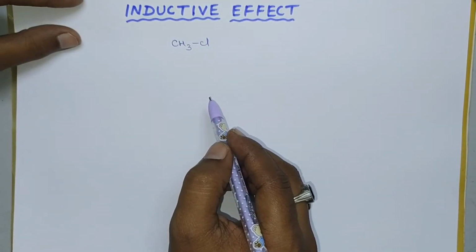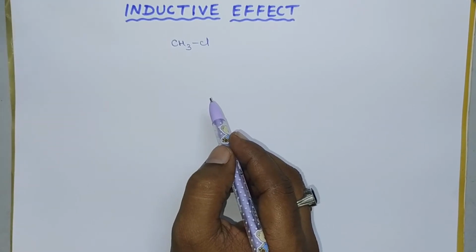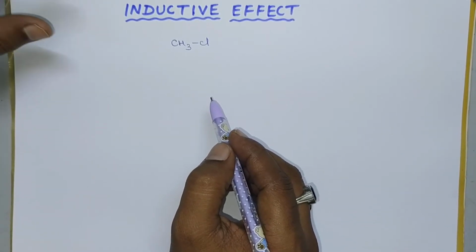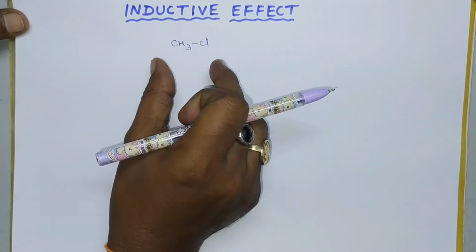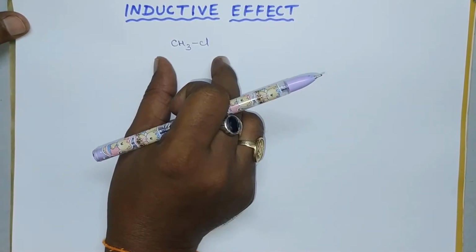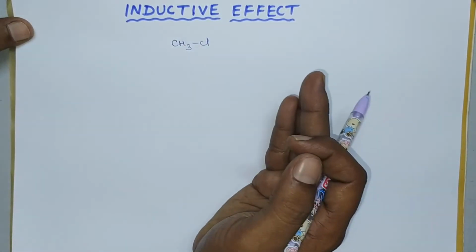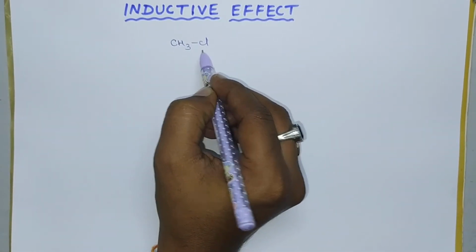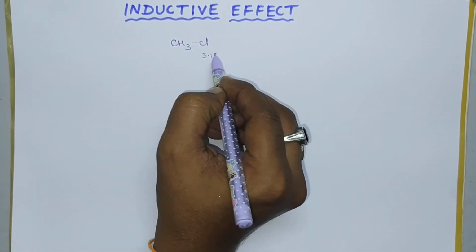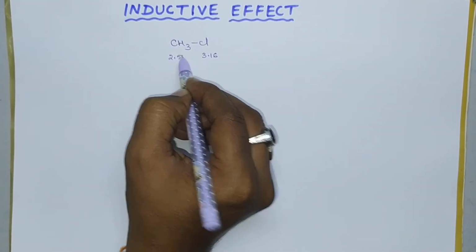Permanent effect means it takes place without use of any external agency, that is, any reagent. Suppose you take this molecule CH3Cl. In this molecule, without adding any reagent, the displacement of electrons takes place. Here the electronegativity of chlorine is nearly 3.16, and the electronegativity of carbon is 2.5.